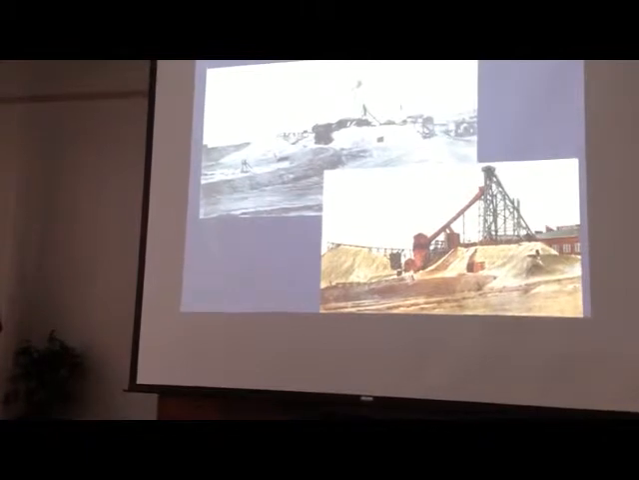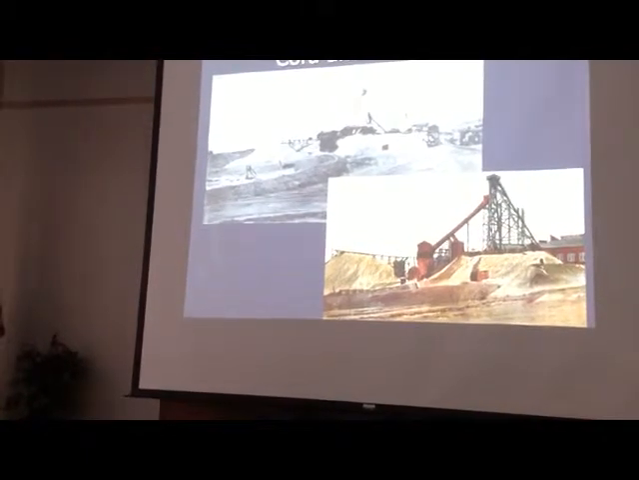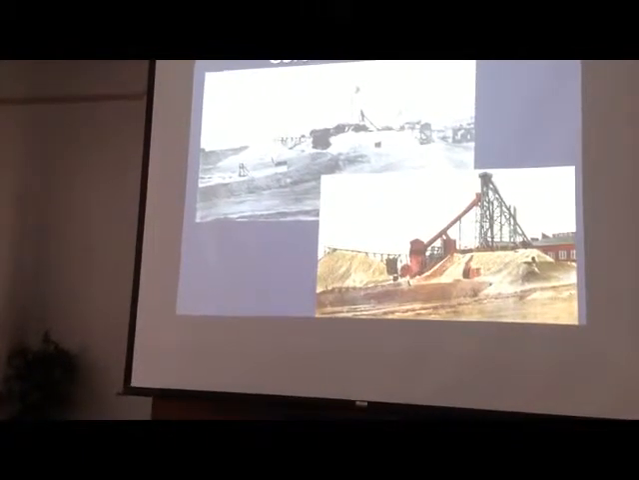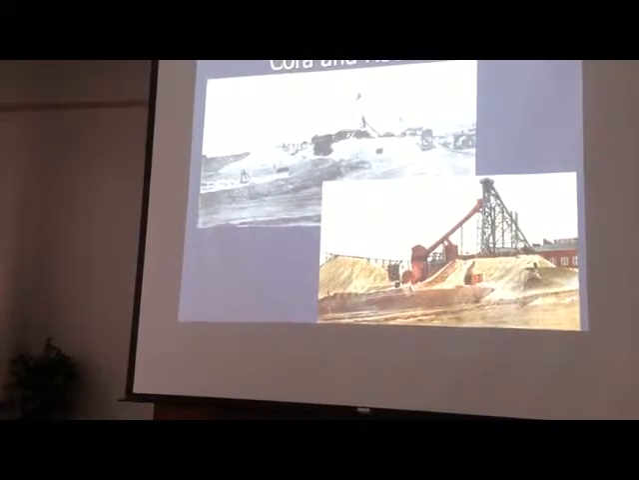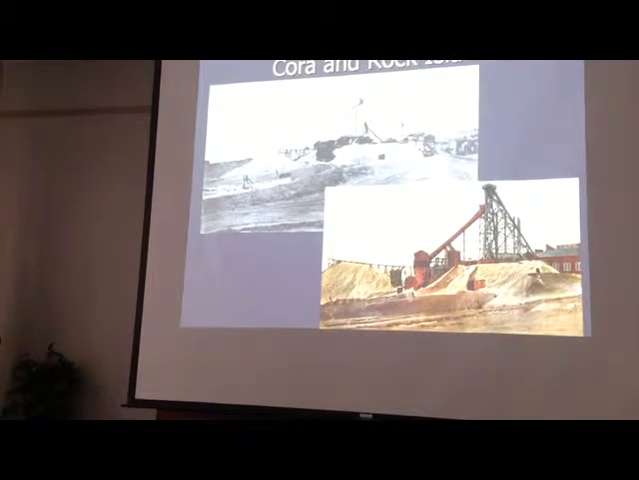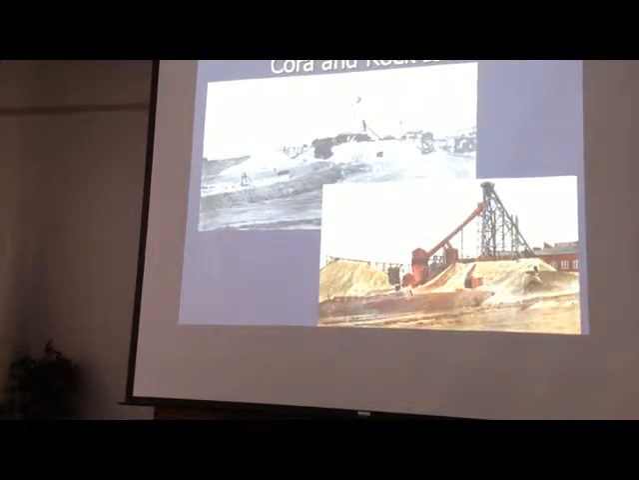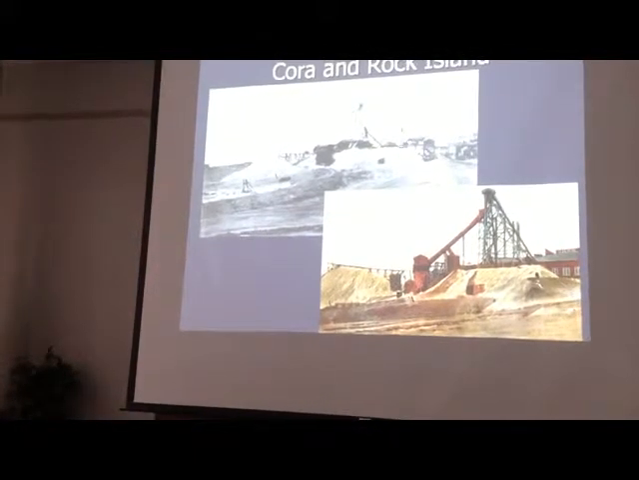So now we get to the Cora and the Rock Island. Now, some of you may or may not have seen this older picture up here, but that's the Wild Bill mine there. It became a little bit larger in later years. The Cora here, this is the older Cora hoisting works from what I can tell. It looks like a Montana type head frame.